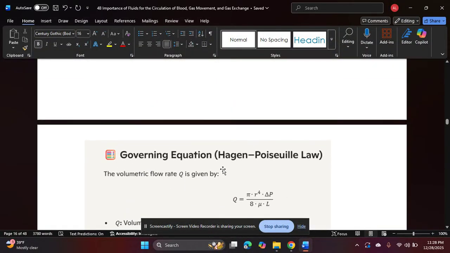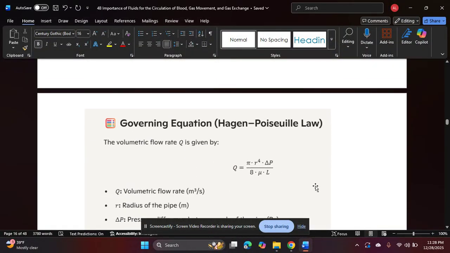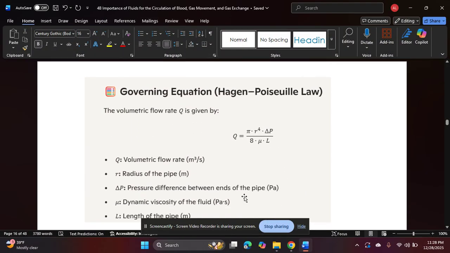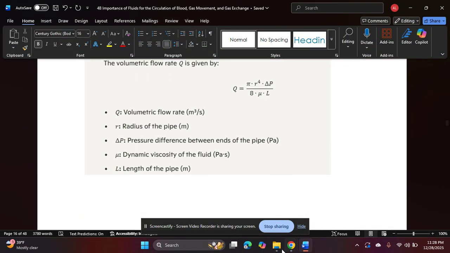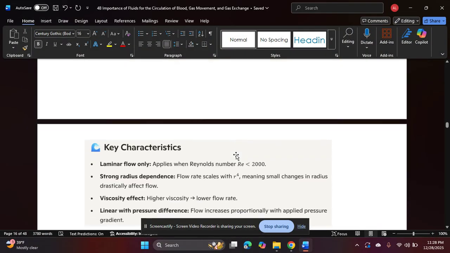So all you have to do is just apply this particular formula, pi r raised to 4 delta P, right? Delta P is the pressure difference between the ends of the pipe, divided by 8 mu, the dynamic viscosity of the fluid, into the length of the pipe. So that itself is a formula. Okay.